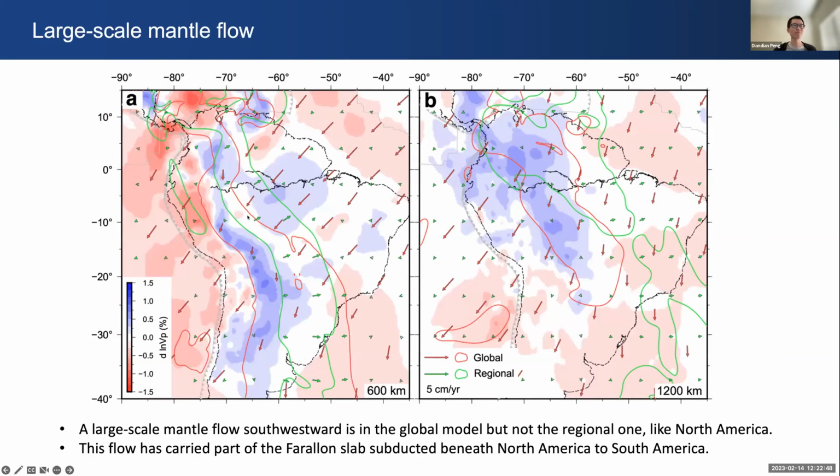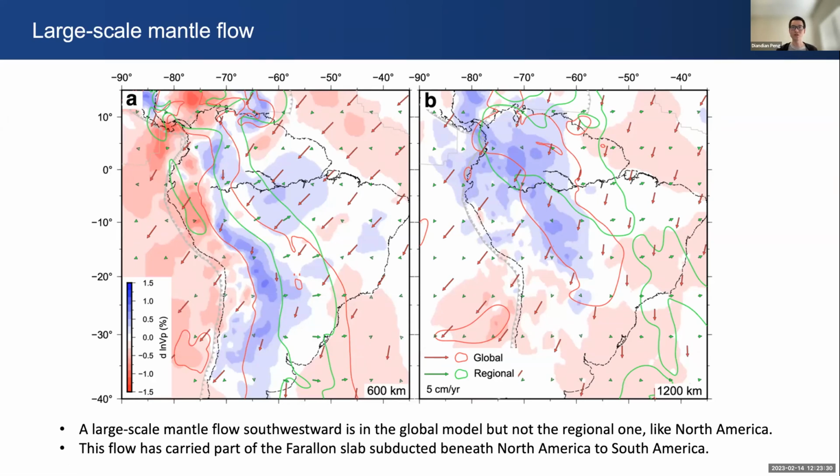So, the match between the two models and tomography can be shown in this map view. These are the slabs in the global model. They are pretty consistent with tomography. And in the regional model, the slab is shifted eastward. On both these slabs, we can also notice a strong southwestward flow in the global model, which is not present in the regional one.